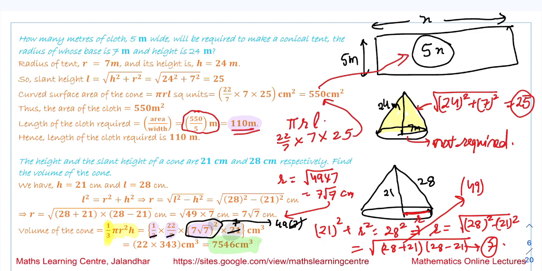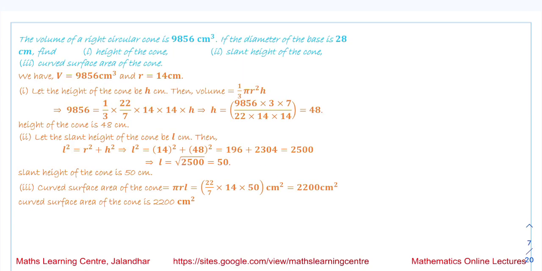Next that is given to us is the volume of the right circular cone is 9856 centimeter cube. If the diameter of the base is 28 centimeter, so diameter is 28 means the radius is equal to 14 centimeter. Volume is given to be 9856 and we know that the volume of the cone is 1 by 3 pi r square h.